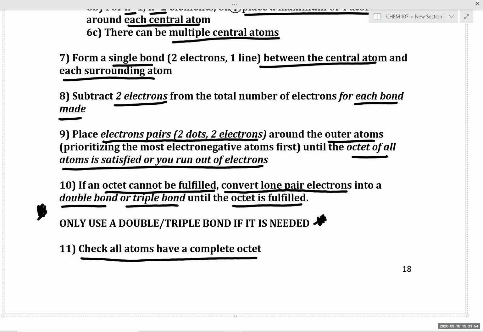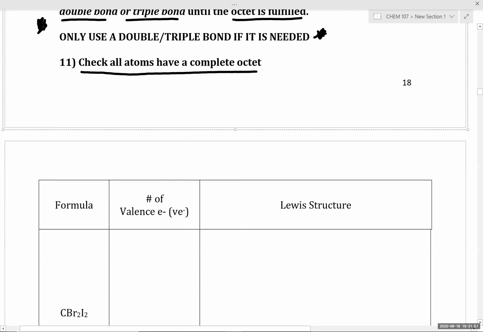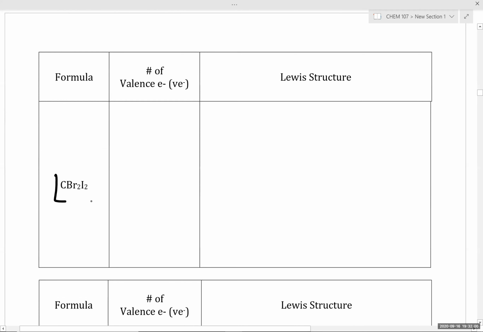Okay, now this may seem like a lot of steps, but let's show how this works in practice. So let's look at the following example, CBr2I2. For carbon, which is a 4A element, how many valence electrons does carbon have? 4. Already you're using a skill from earlier on. Bromine, which is a 7A element, has how many valence electrons? 7. And how many bromine atoms do we have? 2. So we multiply this 7 by 2.